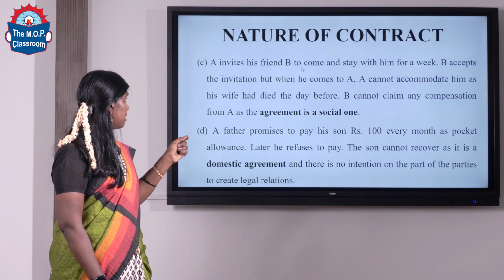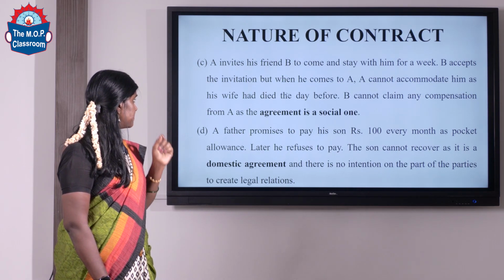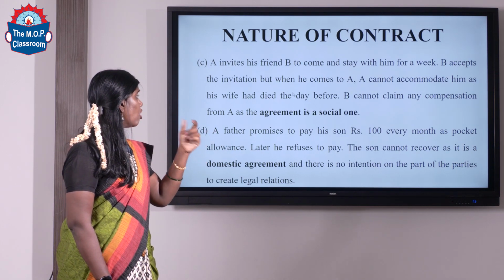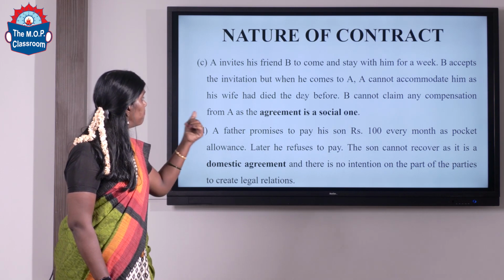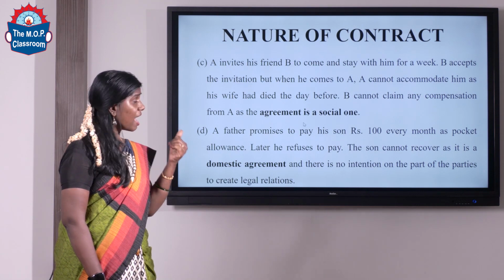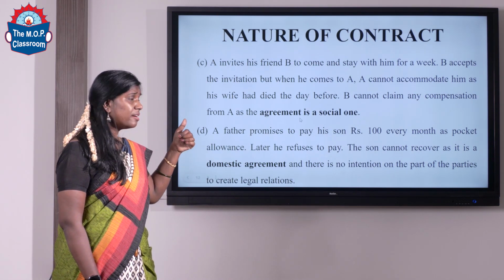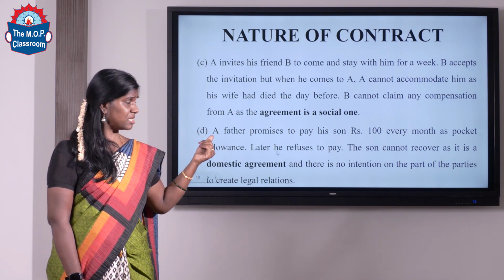A invites his friend B to come and stay with him for a week. B accepts the invitation, but when he comes, A cannot accommodate him as his wife had died the day before. B cannot claim any compensation from A as the agreement is a social one. So here this is not a legal contract, it is a social one, hence it is a social agreement.